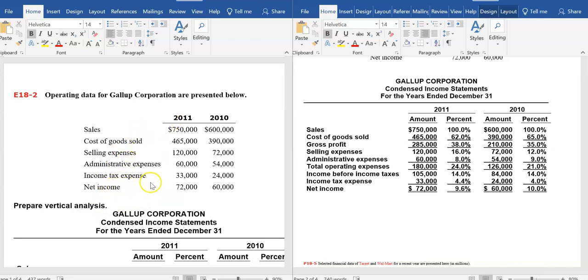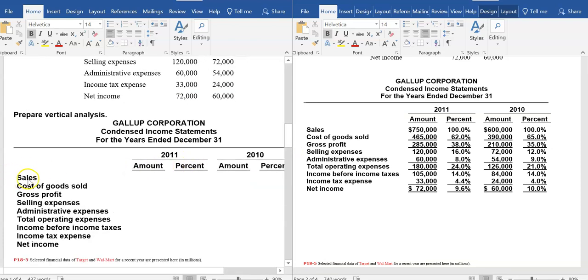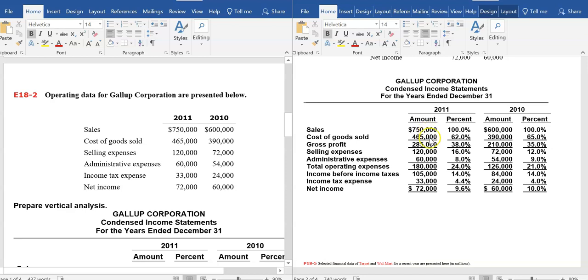They want us to prepare it into proper income statement form. So proper income statement form is to take sales less cost of goods sold to get to gross profit. And so that's what we're seeing over here in the solutions. Then we subtract out our selling and administrative expenses to get to our total operating expenses, calculating income before income taxes, then subtract out the income tax expense to get the amount of net income for the year.